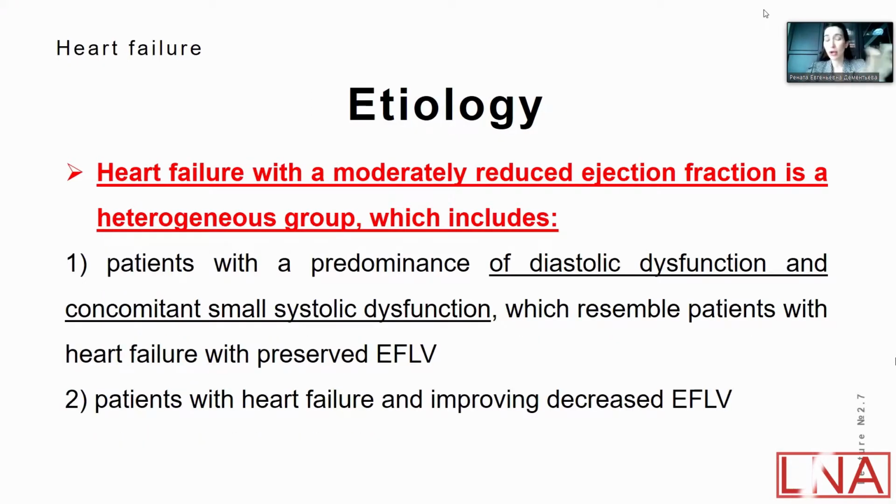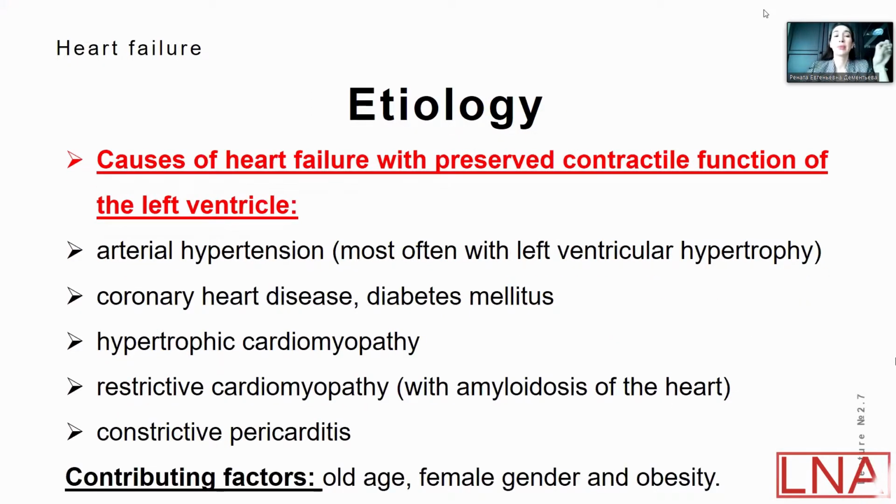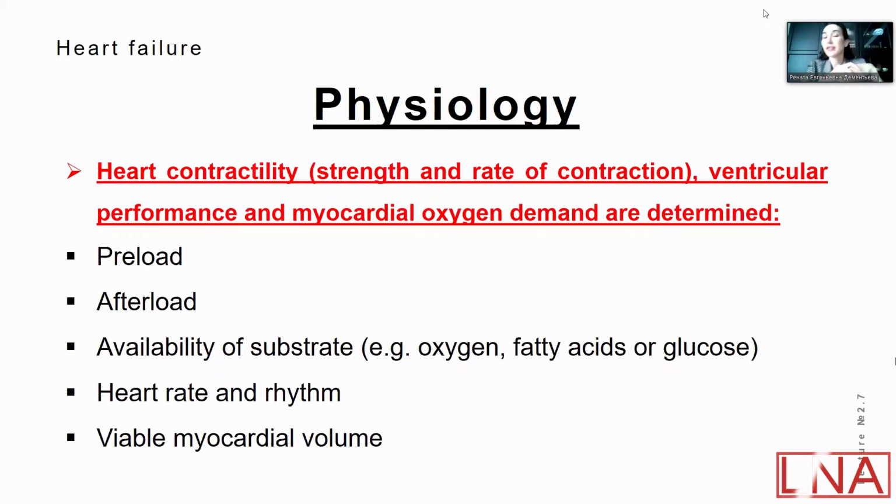Continue. So that was the whole group of patients, about etiology and pathophysiology or physiology of heart failure. Heart contractility, stage and rate of contraction, ventricular performance, and myocardial oxygen demands are determined by the level of preload for the heart, which depends on the level and volume of circulating bloodstream; the level of afterload, which depends on total peripheral constriction of the blood vessels; availability of substances like oxygen, fatty acids, or glucose contained in the bloodstream; heart rate and rhythm; and available myocardial volume.